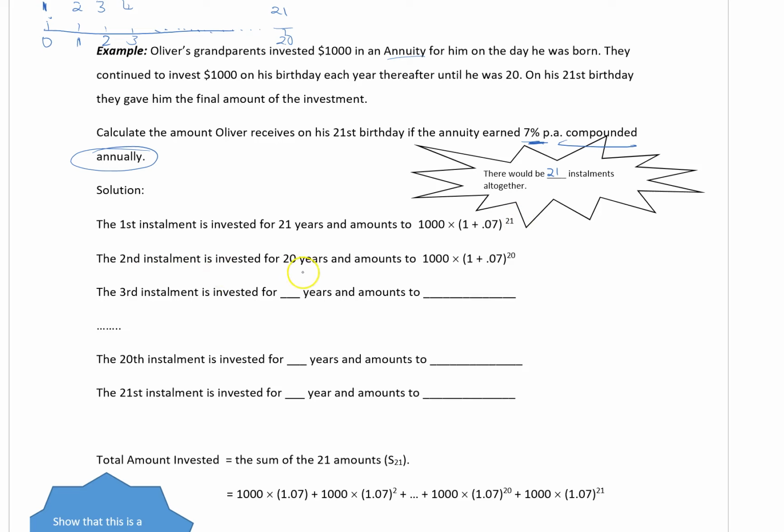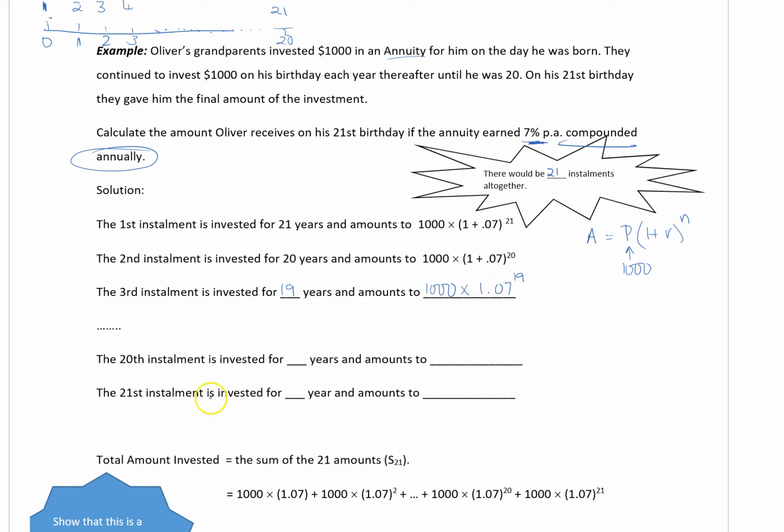The second installment would only be invested for 20 years. So this first one sits there for a full 21 years, but the second one only sits there for 20 years, and it would amount to, and these formulas are just coming from A equals P times 1 plus R to the N, where the P is always $1,000, the rate is staying the same, but the amount of time each installment is invested for keeps decreasing, so we're down to 20. The third installment is invested for 19 years and amounts to 1,000 times 1.07 to the 19. So third installment, there for 19 years, etc.